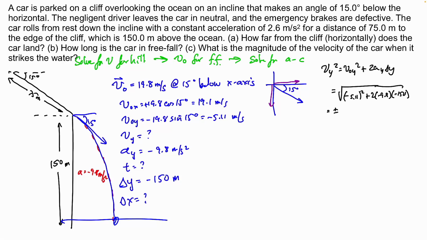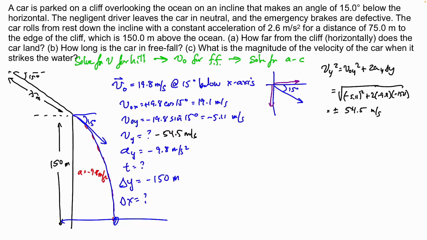I got 54.5. I'm not sure because I can't read my own writing. 54.5 meters. Okay, so that's a plus or minus answer. Which one are we going to pick? Ooh, 50-50 chance. I heard both answers. Which way is this thing going when it strikes the water? Down. So which one are we going to pick? Negative. So my Vy now is negative 54.5 meters per second.